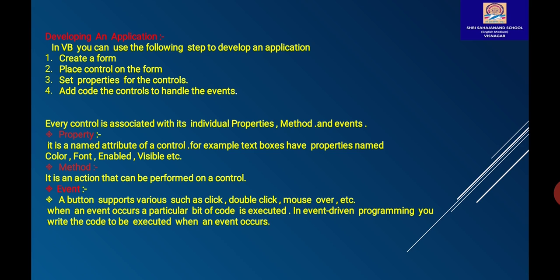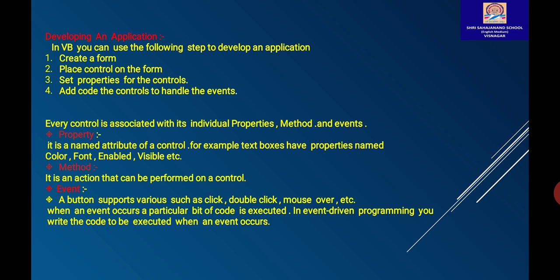Every control is associated with its individual properties, methods and events. So first we discuss property. It is a named attribute of a control. For example, a text box has properties name, color, font, enable, visible, etc. These are the names of the properties we can set as per our requirement.